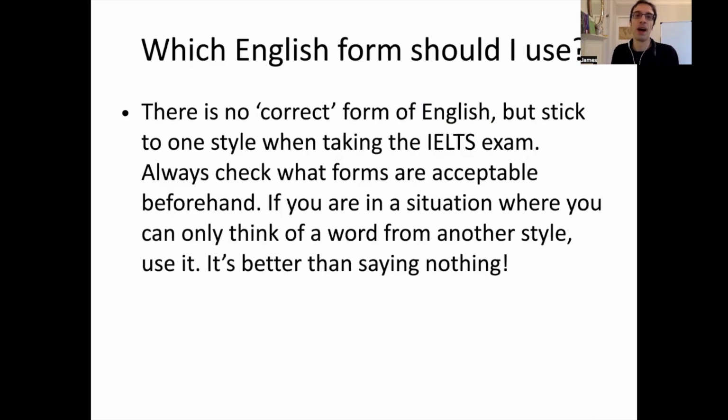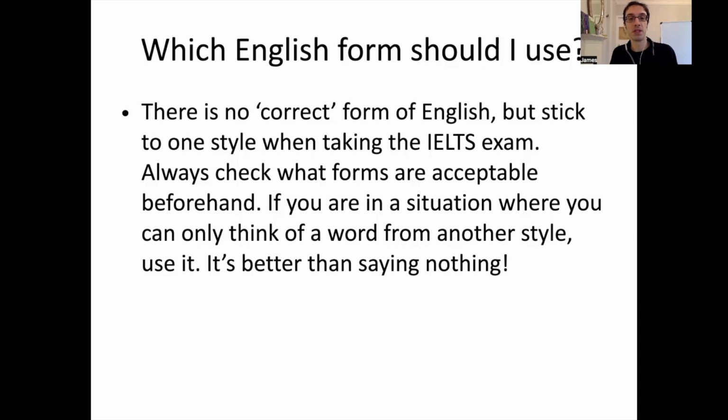All right, finally. So, as I said at the beginning of the video, there is no correct form of English. You might have a form of English where you bring in some of your own vocabulary from another language. But it is important to stick to one style of English when taking the IELTS exam. If you speak a language where you bring in words from another language, I would not suggest doing that. Okay, always check what forms are acceptable in the exam beforehand. So really the main two that people focus on are British English or American English. Make sure you stick to one.